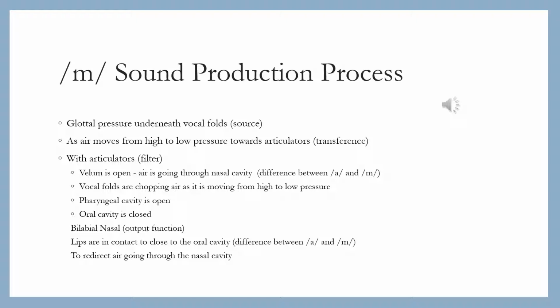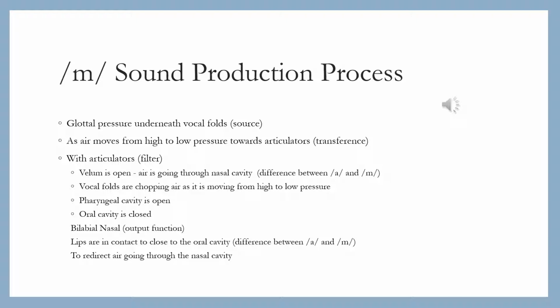Next, we're going to take a look at the filter with the articulators. So this is where we start having some differences between the vowel ah and the M consonant. So in this instance, the velum is actually open because it's a nasal. So air is going through the nasal cavities. So that's a big difference between the ah and the M sound. The vocal folds are still chopping air as it's moving from high to low pressure. The pharyngeal cavity is open and the oral cavity is closed.